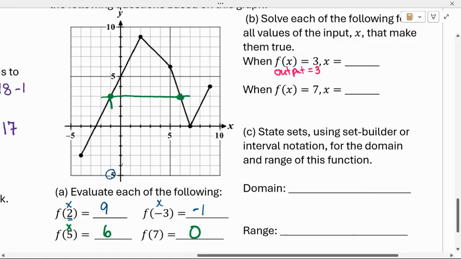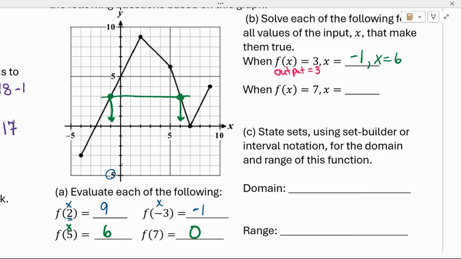There are 2 of them. When x is -1 and when x is 6. There are 2 of them. When x is -1 and when x is 6. So if x is -1 and when x is 6, you get an output of 3. There are 2 possible answers.